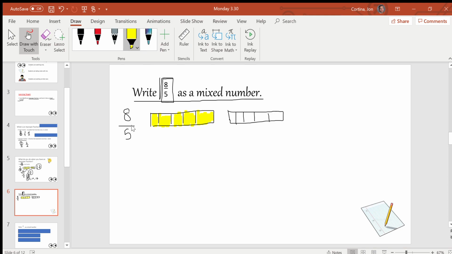And then we're going to shade in the rest. So we have 5 fifths. We're going to shade in 6 fifths, 7 fifths, 8 fifths. Okay, so let's take a look at what we drew.